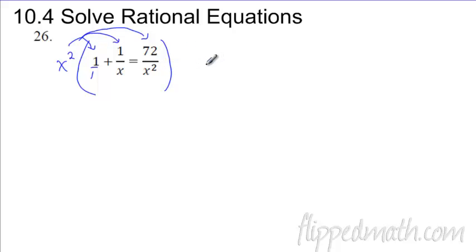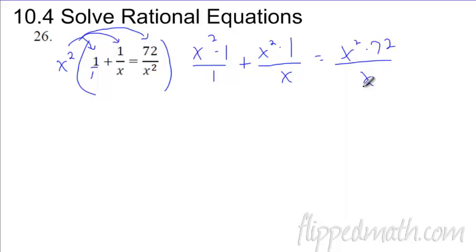So for the first one, I'm going to have x squared times 1 all over 1, plus x squared times 1 all over x, and then x squared times 72 all over x squared. So if I did this, I'm going to get rid of my fractions. This is a fancy way to get rid of fractions. Timesing by 1 doesn't really matter. 1 over 1, so that's just plain old x squared. One of these x's cancels, right? So there was xx on top, so I'm left with just plain 1x on bottom. And then in this case, the x squareds cancel. I'm left with 72. Fantastic.